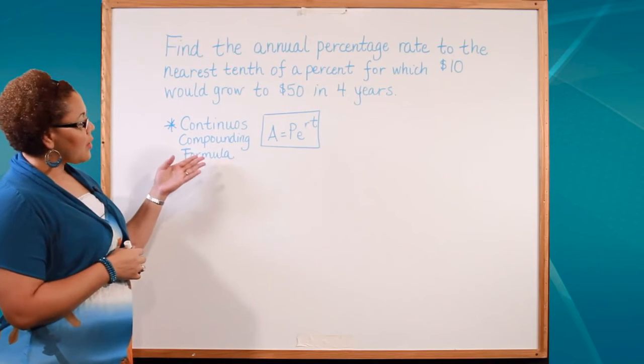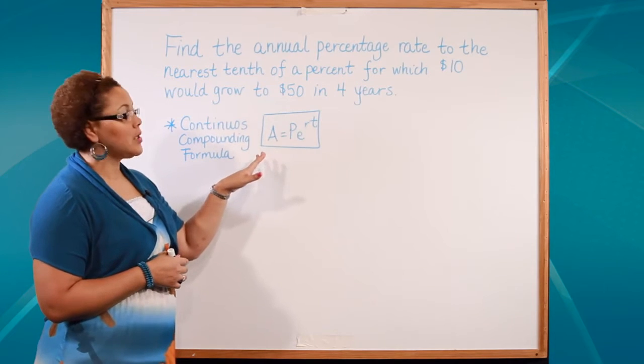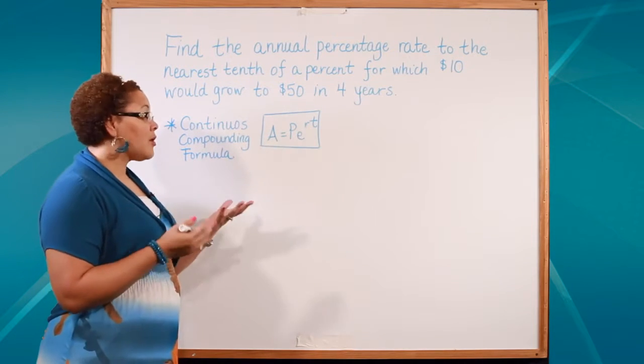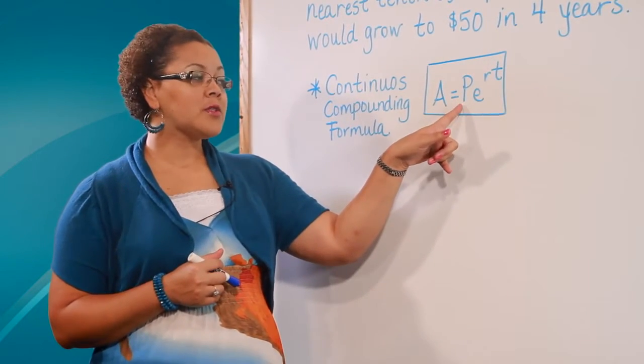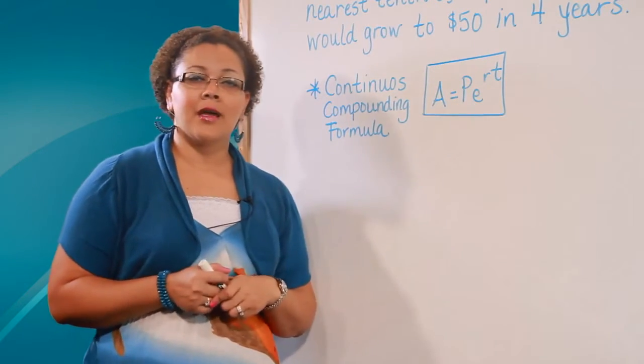The continuous compounding formula states that A, which is the total amount, equals P e^(rt). We also call this formula the PERT formula, where P is the principal amount, r is the interest rate, and t is the time in years.